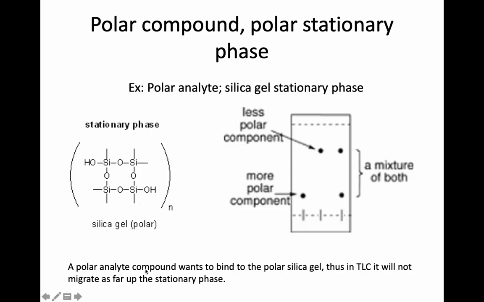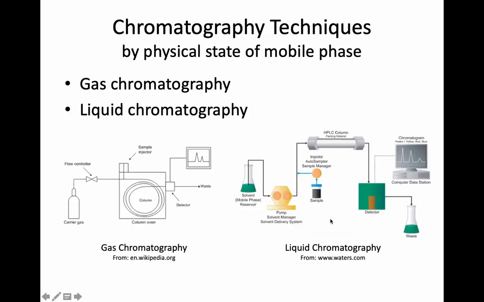If you use silica gel as a stationary phase, a polar analyte, an analyte that has higher polarity, is going to show up having a higher retention time, and so travel less compared to a less polar component. And this is how we can separate among compounds that have different polarities by using a highly polar stationary phase compound. Okay, so we talked about this planar chromatography.